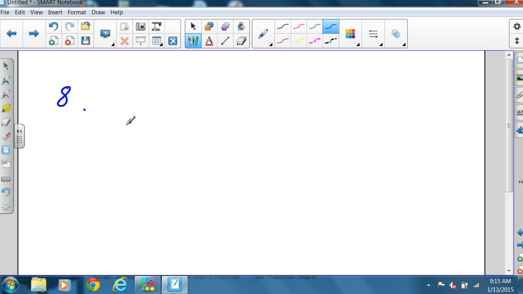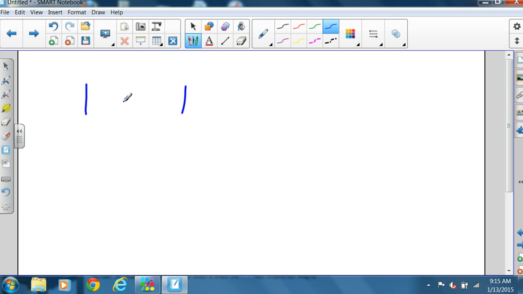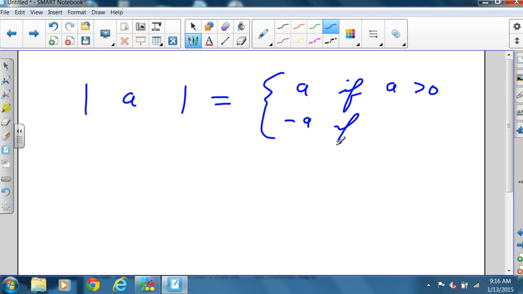Number 8. Oh, I got absolute values. We didn't cover absolute values. So if I have the absolute value of A, it's going to equal A if A is greater than 0. It's going to equal minus A if A is less than 0. So if I have the absolute value of minus 2, then minus 2 is less than 0, so this is going to be minus a minus 2. Oh, that makes it a positive 2.